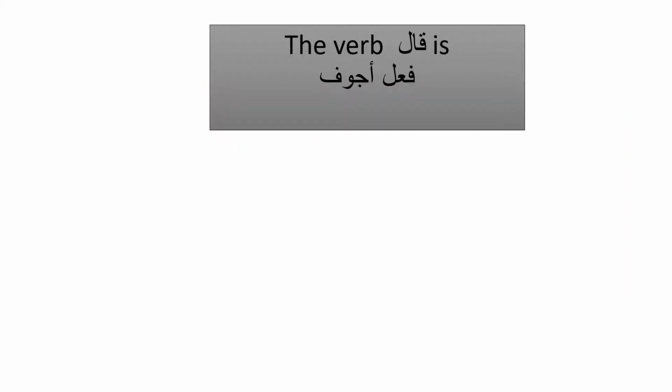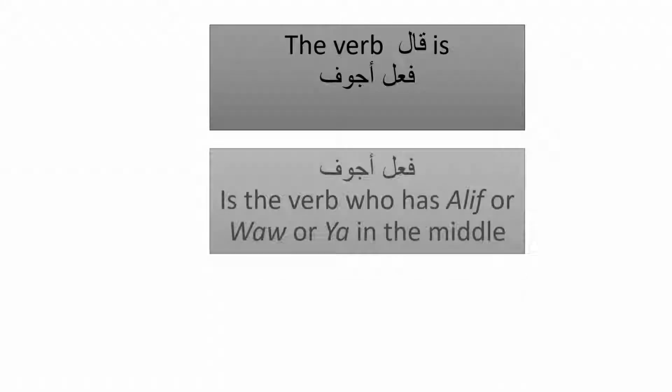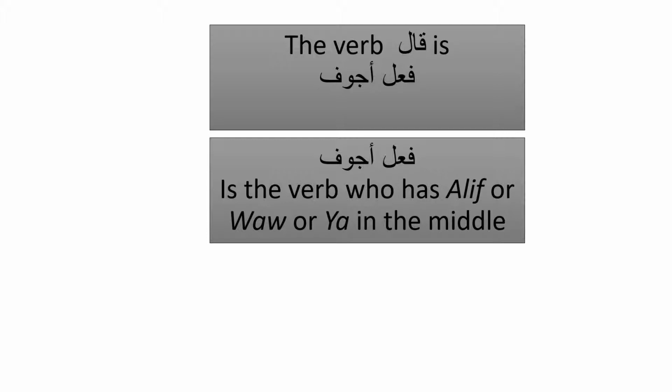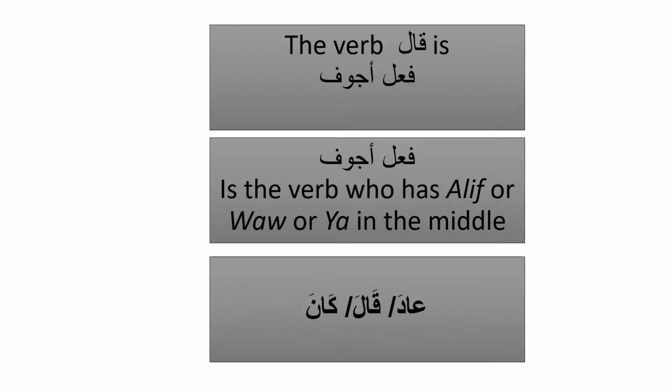The verb قال is فعل أجوف. We call it فعل أجوف. فعل أجوف means in this verb we have ألف or واو or يا in the middle of the verb. That means we have one of the long vowels. For example, عاد, he came. قال, he said. كان, he was. If you pay attention to all these three verbs, we have ألف in the middle of these verbs. That's why we call these verbs فعل أجوف.